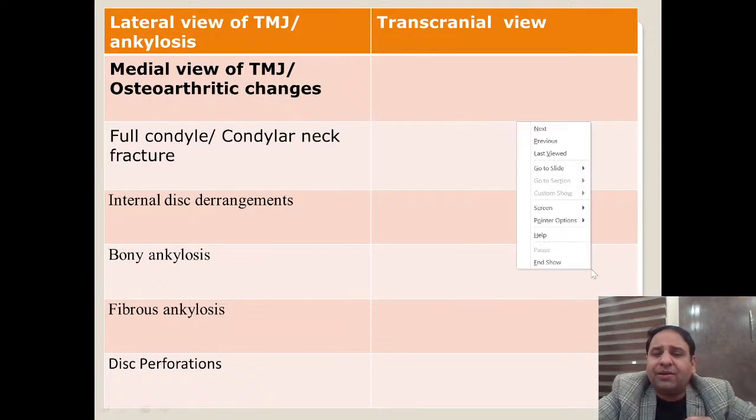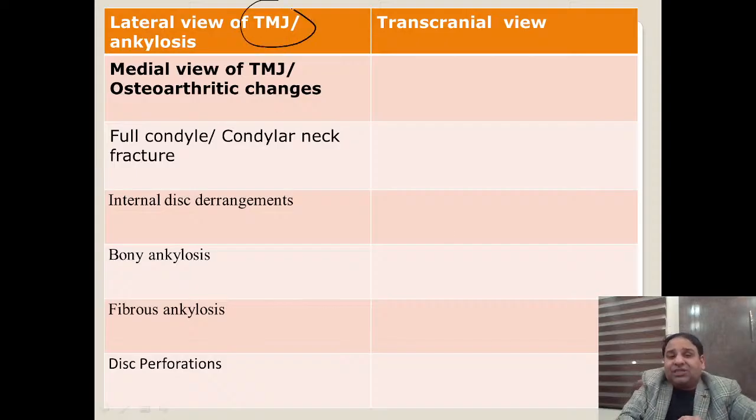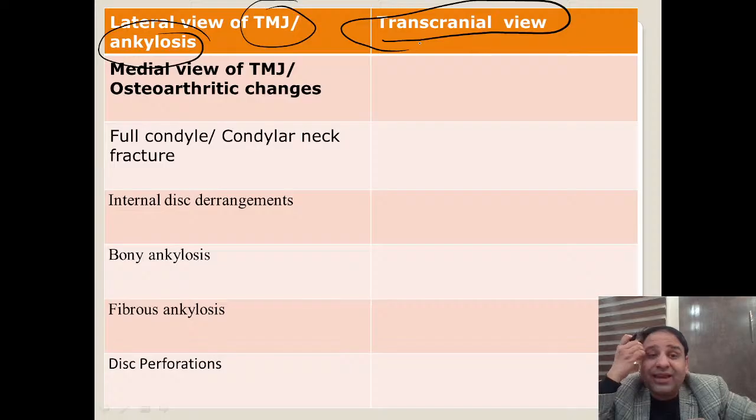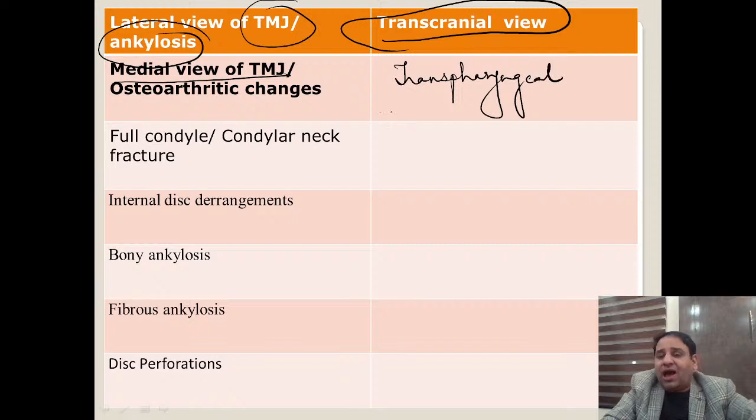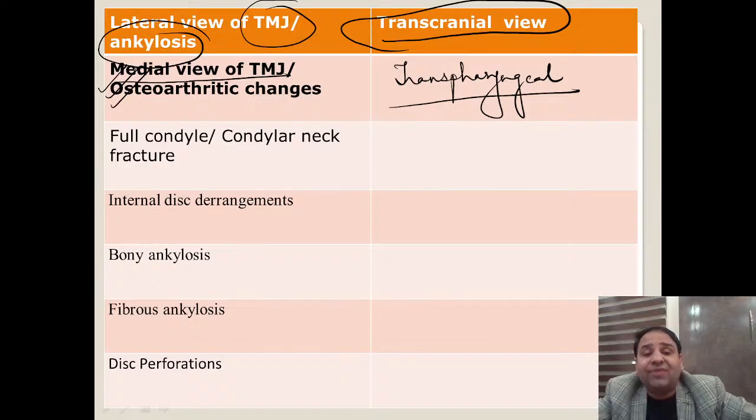And when we talk about our TMJ views, you all know that the lateral view of TMJ, the ankylosis, whatever we see, is best seen in transcranial projection. So transcranial projection shows us the lateral view of TMJ. When we talk about the medial view of TMJ, the best view is transpharyngeal projection. So transpharyngeal projection shows you the medial view of TMJ as well as the osteoarthritic changes.